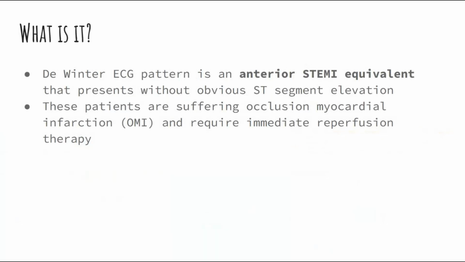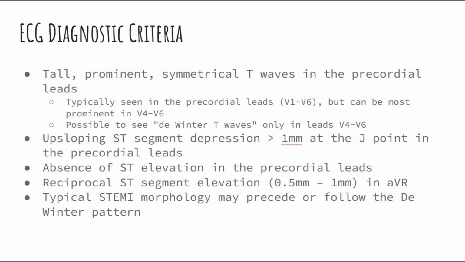What is it? The De Winter ECG pattern is a critical finding often referred to as an anterior STEMI equivalent. Unlike traditional STEMI presentations, it appears without the obvious ST segment elevation. These patients are experiencing occlusion myocardial infarction, or OMI, which requires immediate reperfusion therapy to restore blood flow and save heart tissue.